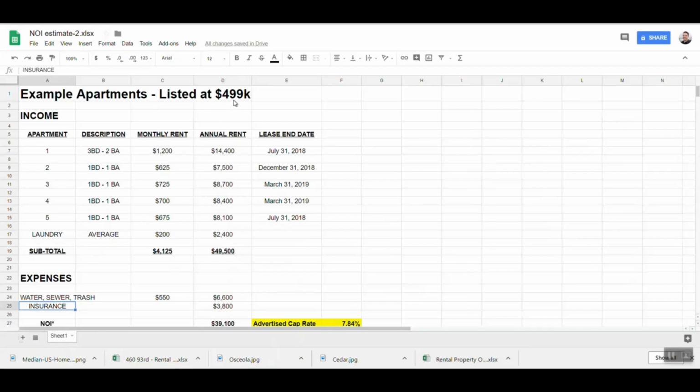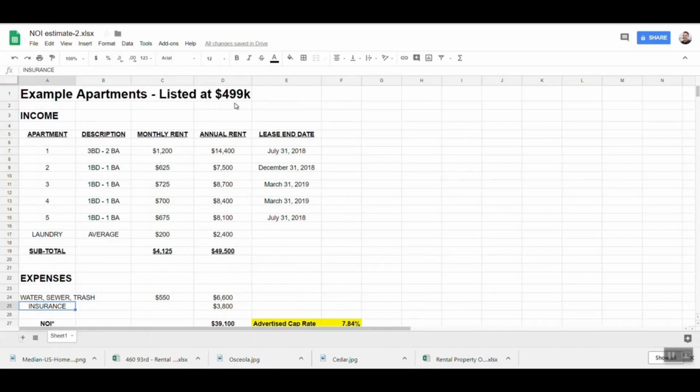And it has $4,125 in total gross income potential on a monthly basis. You can see here are the rents. It also has $200 worth of laundry income for a total of $4,125 per month on a $499K asking price.